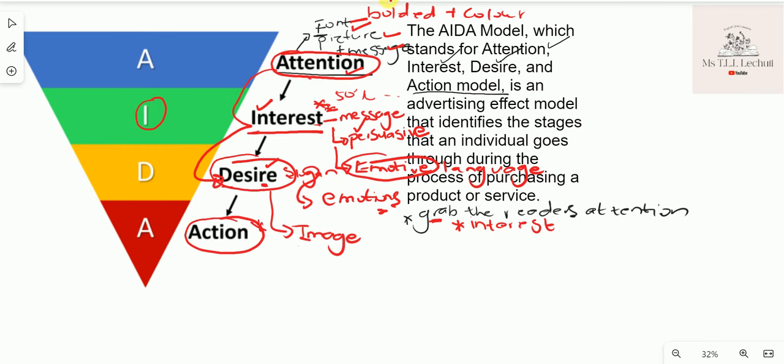Action. Once the advertiser has managed to grab your attention through font sizes, pictures, messages, maybe emotive or persuasive language, through the slogan that may use alliteration. Then now they've got your interest, and then now you have the desire. And then once you have the desire, now you are going to stand up and act. What is that action? You will go and buy the advertised product, or you will use the advertised service. And in essence, these are the stages that as a reader or a consumer or customer you go through.